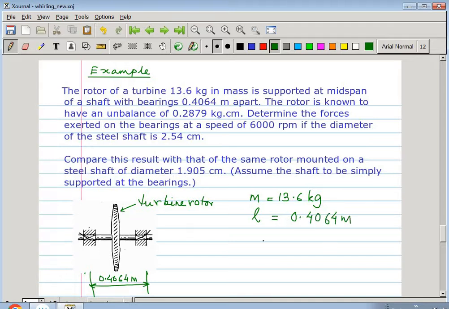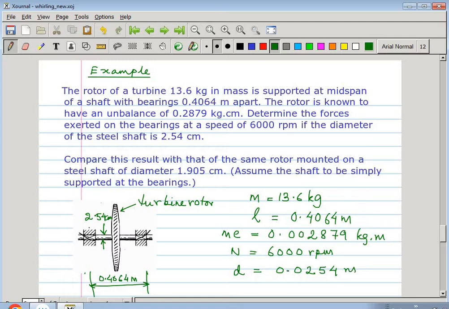0.4064 meter, and unbalance is mass into eccentricity, 7.9 kg meter, and the rotor is known to have an unbalance of this. Determine the forces exerted on the bearings at a speed of 6000 rpm. So the operating speed is 6000 rpm, and the diameter of the shaft is 2.54 centimeter. That means d is equal to 0.0254 meter.